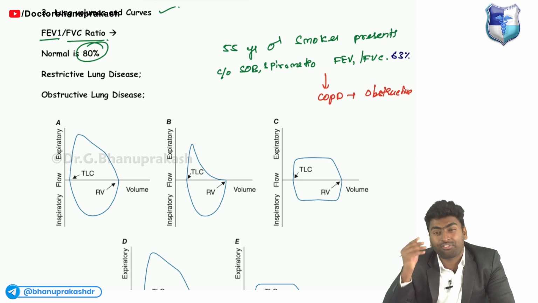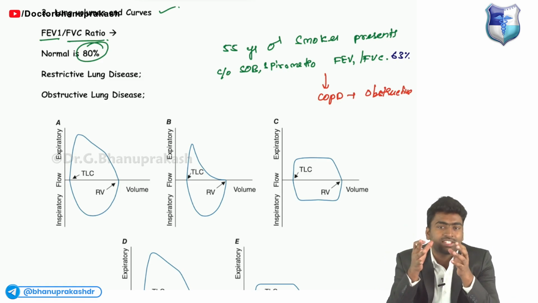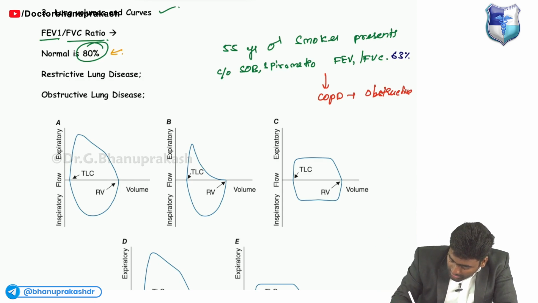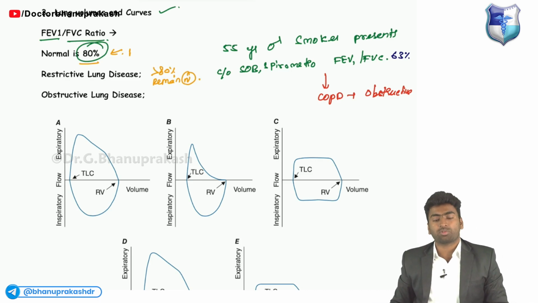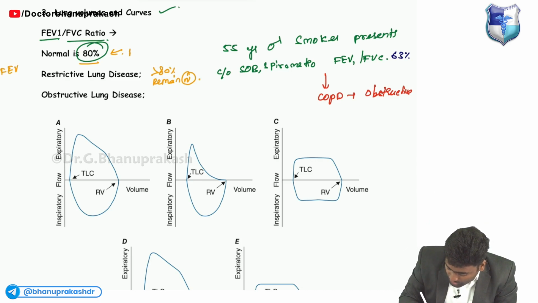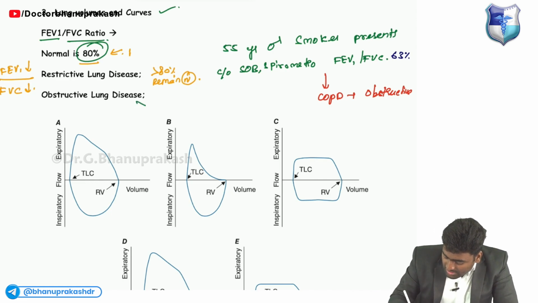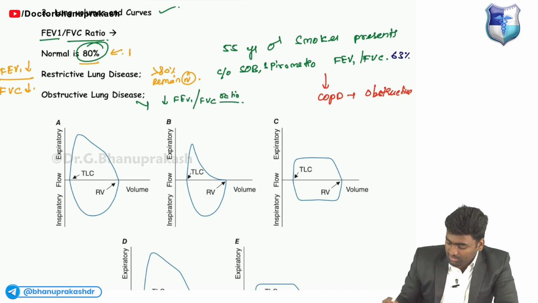So remember, with this FEV1 by FVC ratio, we can tell whether this is an obstructive or a restrictive lung disease. In a normal case, it will be more than 80%, and in restrictive lung disease also it will remain normal. Why is it normal in restrictive lung disease? Because both FEV1 and FVC decrease, so it looks normal. Whereas in obstructive lung disease, the FEV1 by FVC ratio will be decreased. You should remember this.